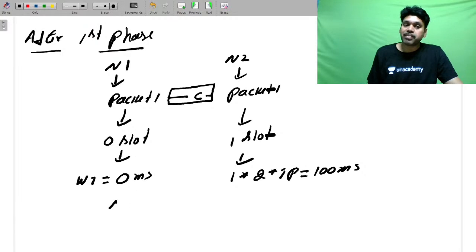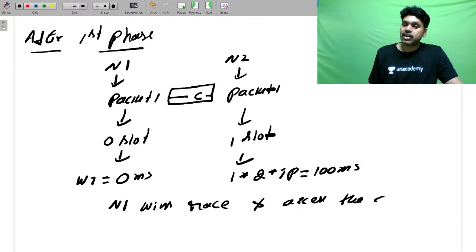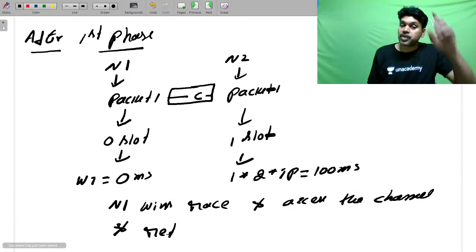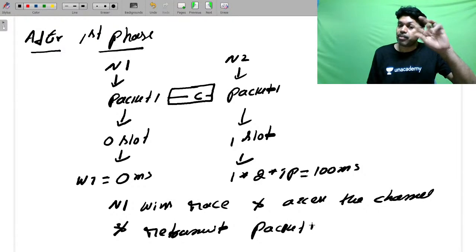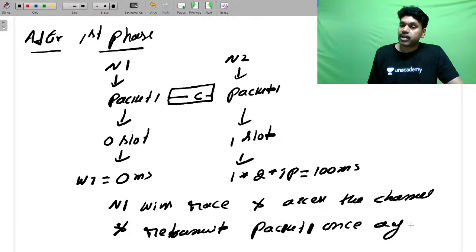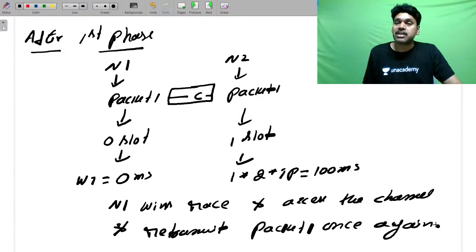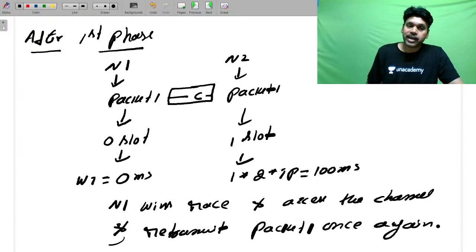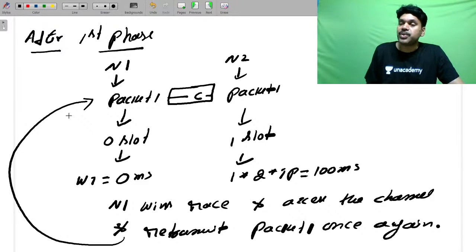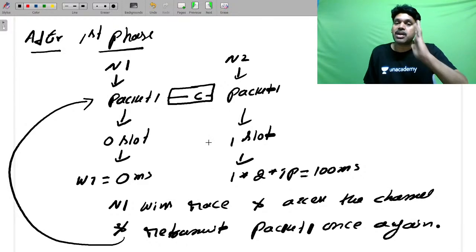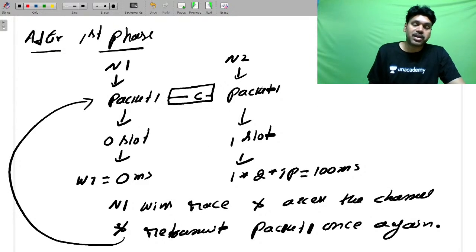So what will happen? A wins the race in this. That means N1 wins the race and accesses the channel. Only one node is available right now, and it accesses the channel and retransmits whatever data is lost. Retransmit packet 1 once again because it was lost. Whenever a collision happens, your data signals are lost. So when you retransmit, you will have 100% success. But N2 is still waiting for packet 1 retransmission. Any doubt, tell me.